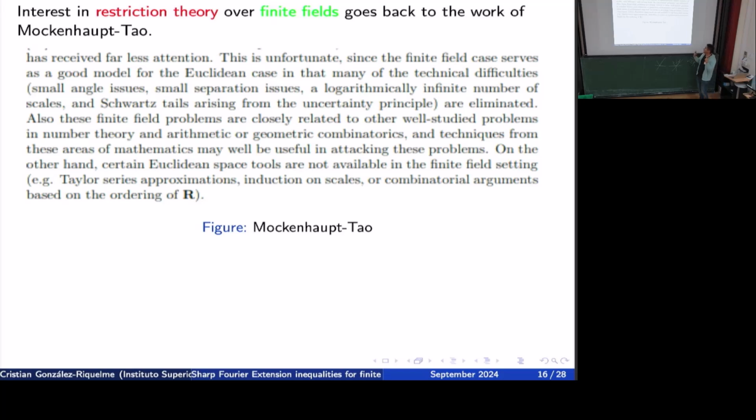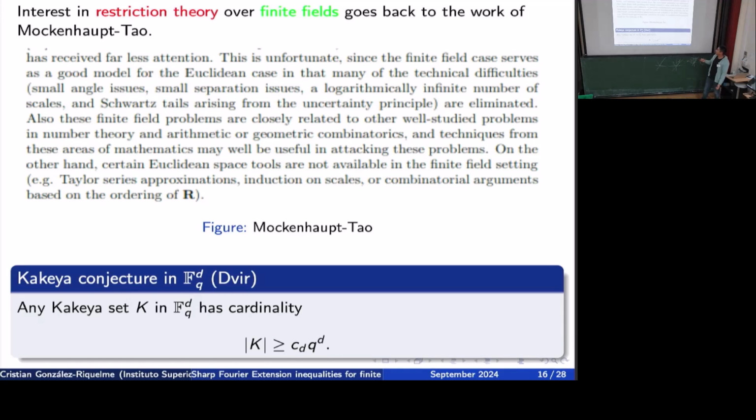On the other hand, another kind of difficulties appear. For instance, you cannot use induction on scales, you cannot use Taylor series approximations, or anything that uses the well ordering of R. So it's another kind of problem, but it also has a similar flavor. It uses more combinatorics and number theoretical things, so that may help in your cases. Now, an important result in this direction was the one obtained by Mockenhaupt and Tao in 2004, something like that.